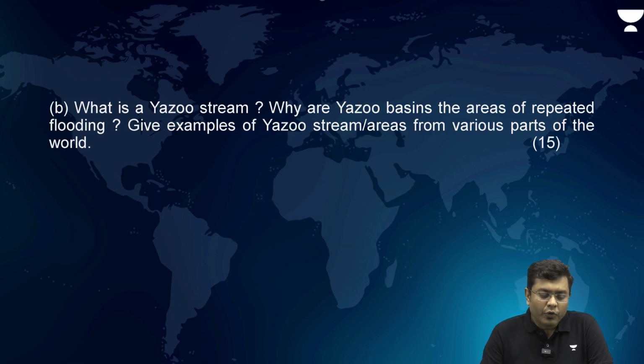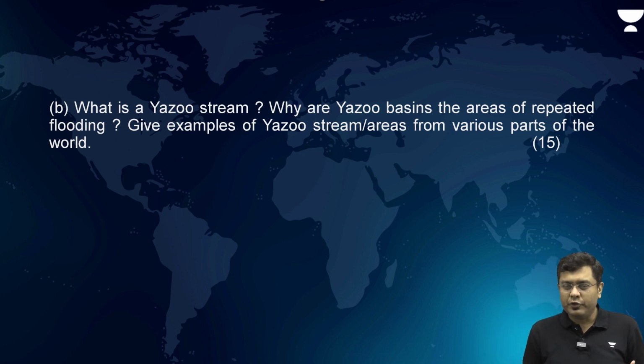Then, what is a Yazoo stream? Why are Yazoo basins the areas of repeated flooding? Give examples of Yazoo streams or areas from various parts of the world. So, here when we talk about Yazoo streams, this was one of the questions many students faced difficulty in. Now, Yazoo is a kind of tributary of the river Mississippi from where the name has been derived. So, what are the Yazoo streams?